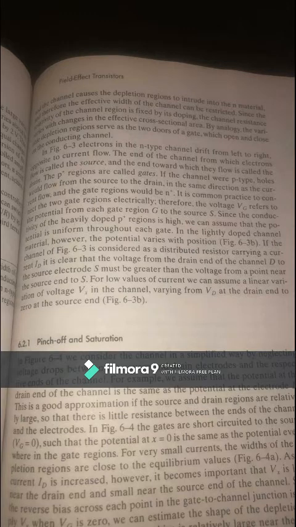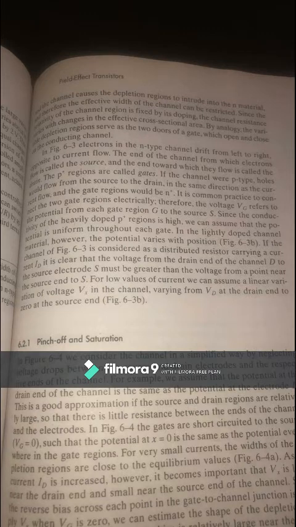This is a very good approximation if the source and drain regions are relatively large, so that there is little resistance between the end of the channel and the electrodes. That is, if we make the source and drain regions relatively large, there will be very little resistance between the end of the channels and the electrodes.